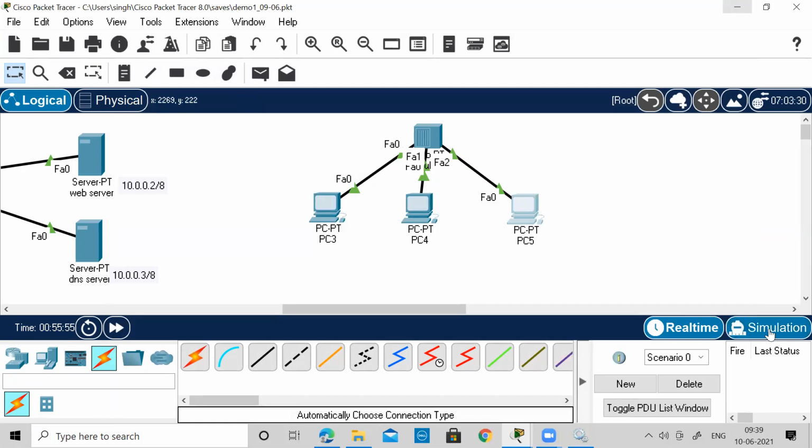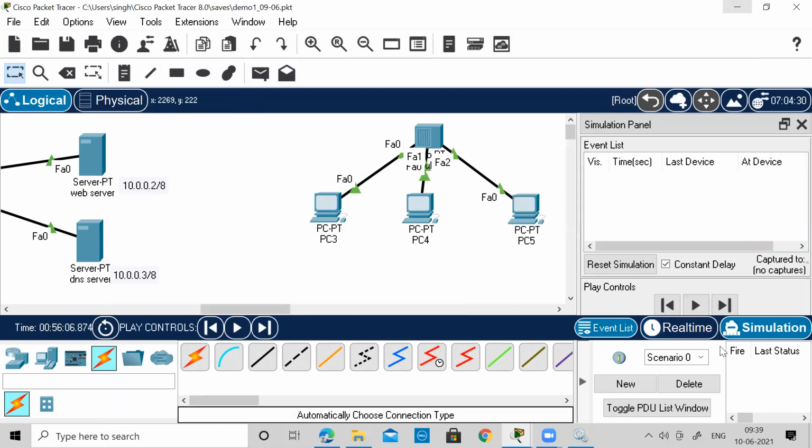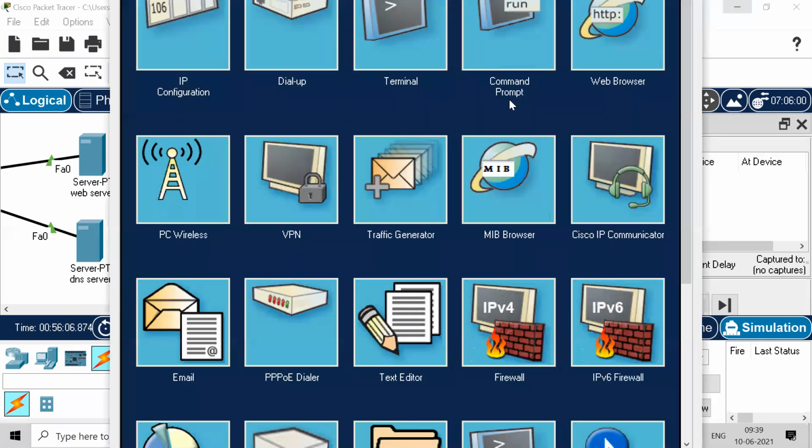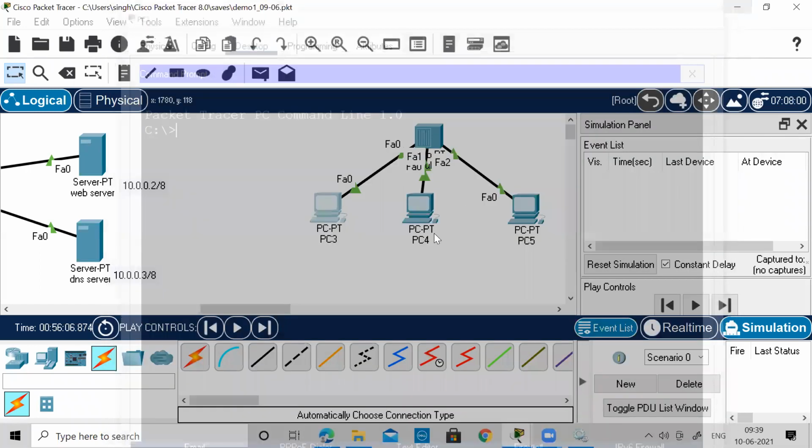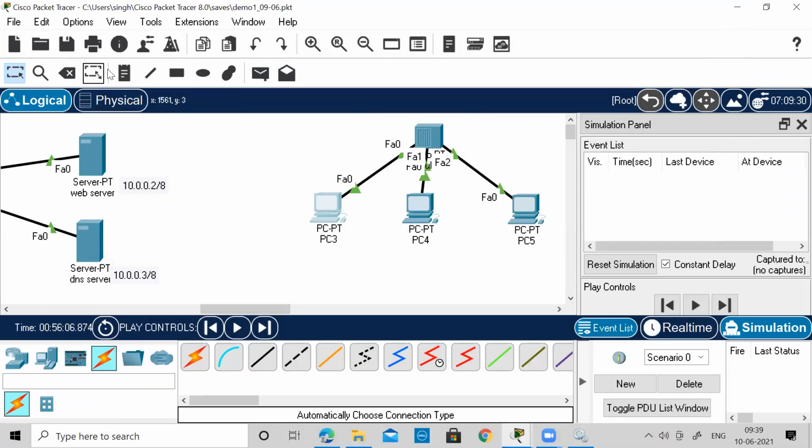I'll get into the simulation mode of my Packet Tracer. I will start with this PC3. I'll go into the command prompt and try to ping. These are the 3 devices, right? I'll place the tags here. So this is 20.0.0.1/8, this was 20.0.0.2/8, and the other one was 20.0.0.3/8.